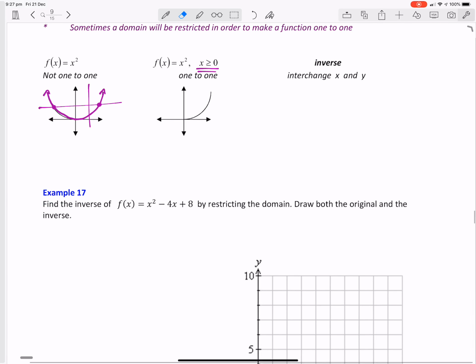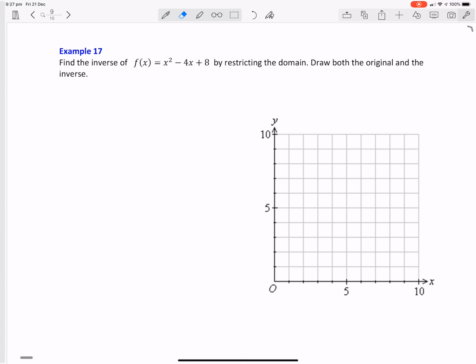With a parabola, the main thing you need to know is the turning point of the graph, because that's where you restrict it to be one-to-one. If I wanted to graph this, I could just graph it, but the first thing I want to do is put it into turning point form, which makes it easier to graph it.